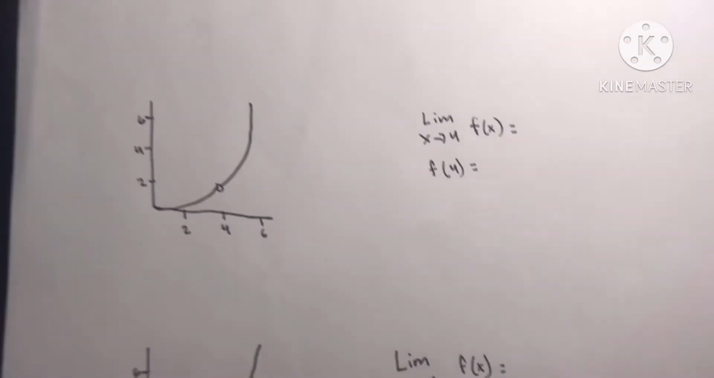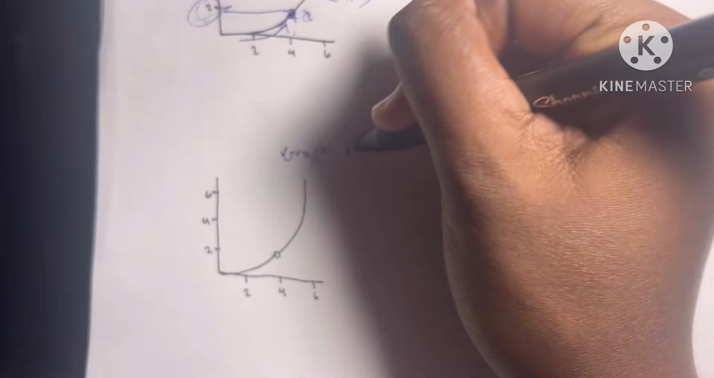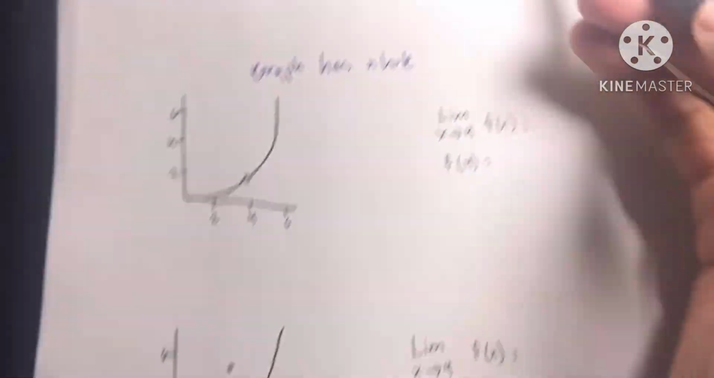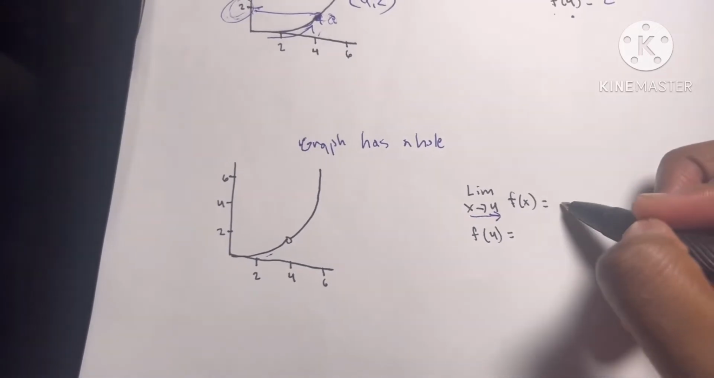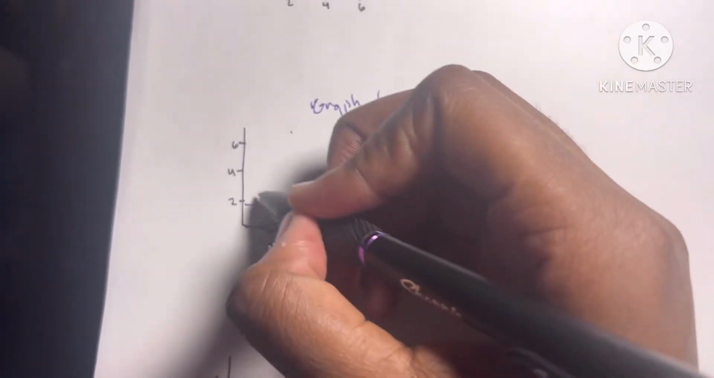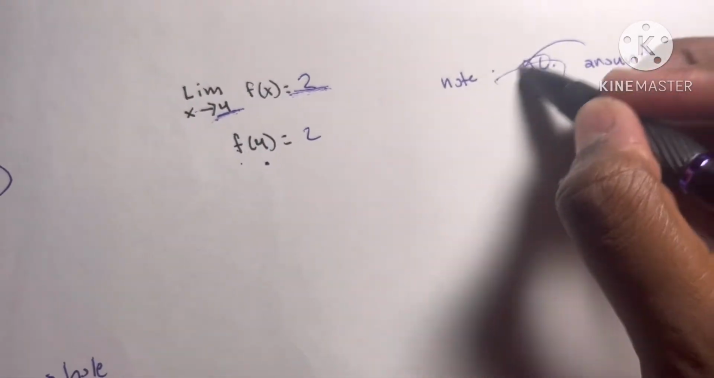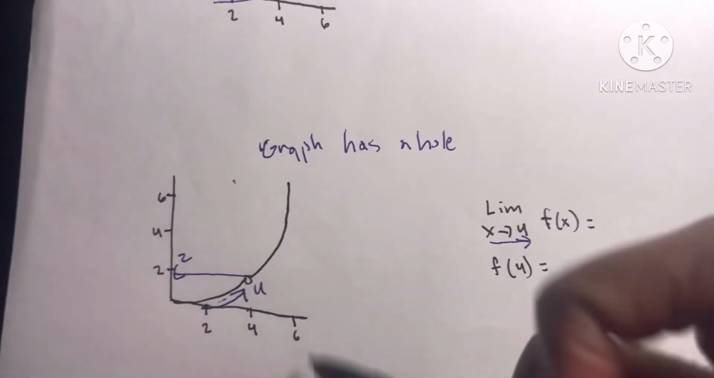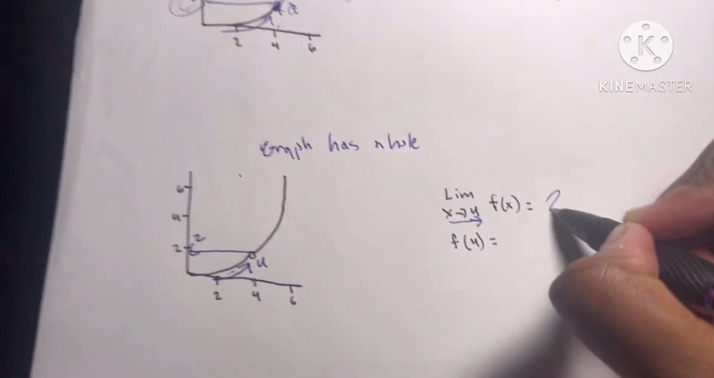To the next problem. As you can tell, as I was saying before, this graph has a hole. And it's in the same place as f of 4. So as x is approaching 4, f of x is still 2. For limits, they don't care. They do not care what's at the point, if the point is there or not, if it exists or not. As long as it's approaching that number, that is your limit. And that would be 2.